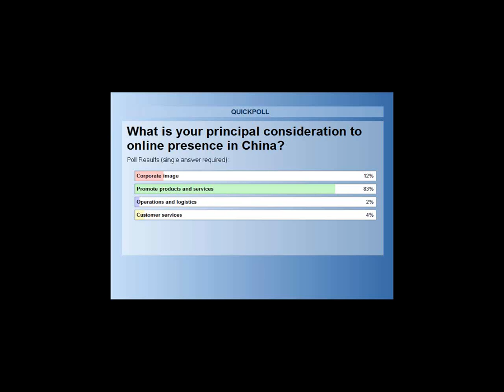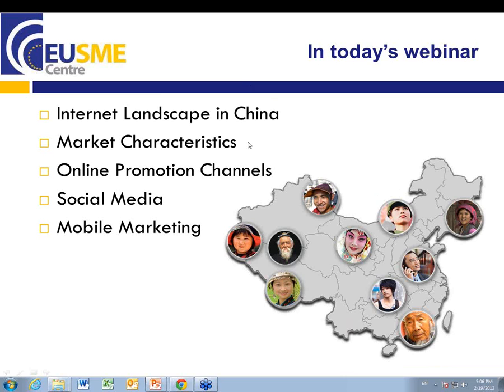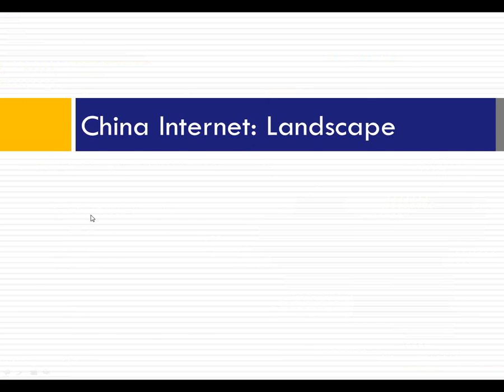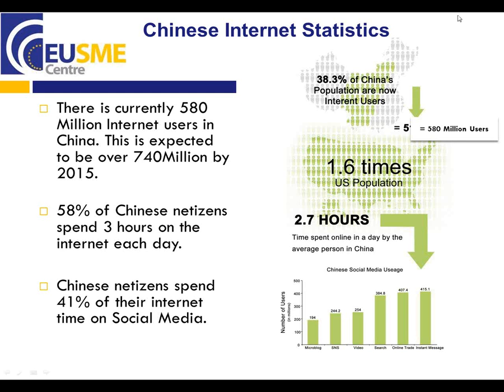Okay, so with this, I'm just hiding the results, and leaving you for the next part of the presentation: China's internet landscape. Right now, at the end of 2012, because the numbers are changing every day, we have 580 million internet users in China, and we expect within 3 years to go over 740 million.